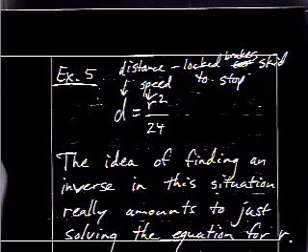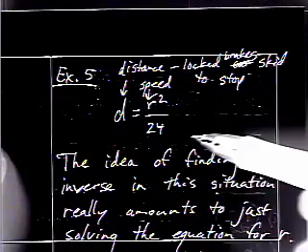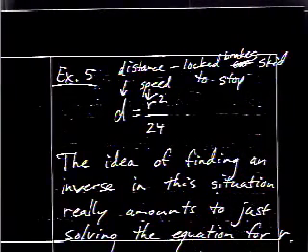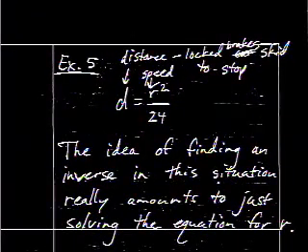Okay, example 5, if you look in the book, it talks about this formula, d equals r squared over 24. They say that d is the distance when you have a car and its brakes are locked and you're skidding to a stop. So d represents that distance and r is the speed. Now, here's what I want you to understand about these story problem situations. The idea of finding an inverse in this situation really amounts to just solving the equation for r.